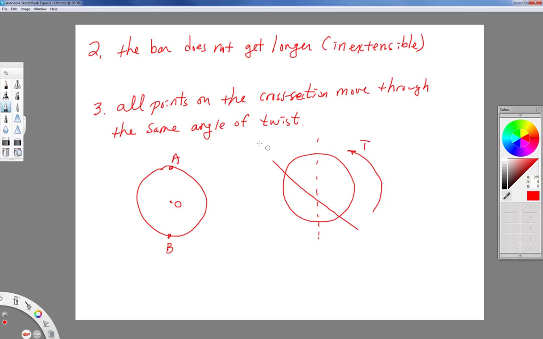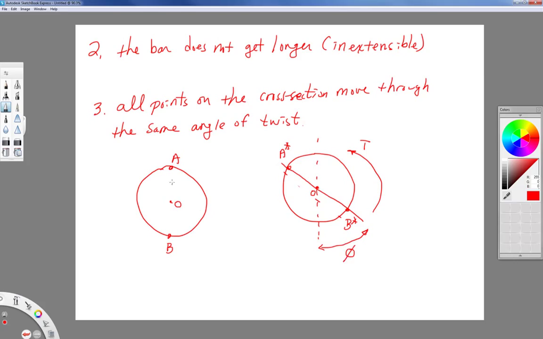And let me draw that a little bit better. I want to try to go through the middle of the circle. So this would be the new location of point A, and this would be the new location of point B. And the angle that's formed from where it used to be to where it is now, that's called the angle of twist, and we're going to use the symbol phi for that angle.